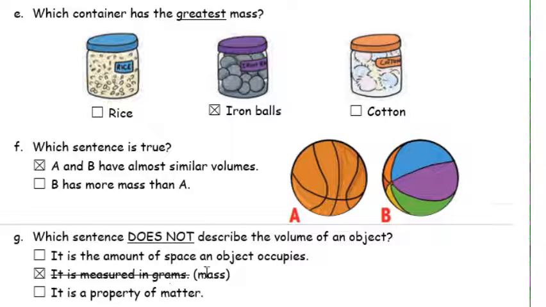That's right. So the volume is the amount of space an object occupies, and it is also a property of matter, but it's not measured in grams. The mass, which is another property of matter, is measured in grams and kilograms.